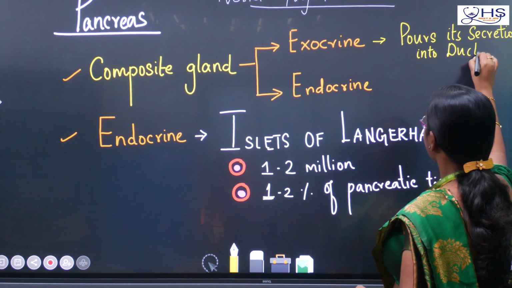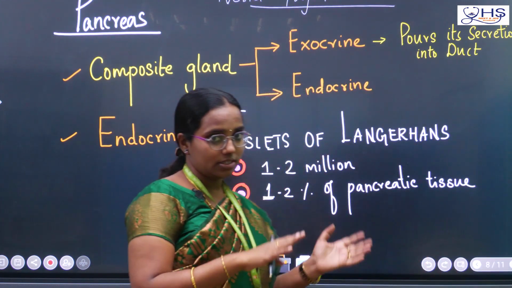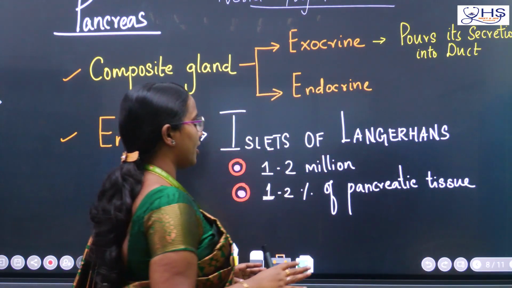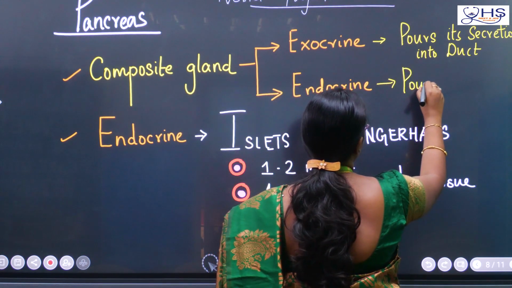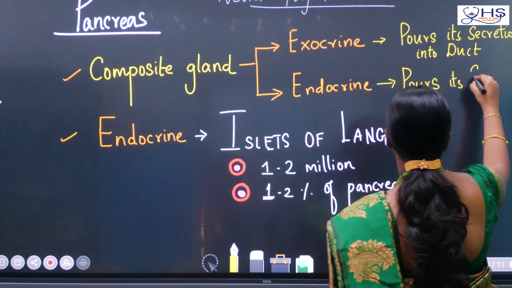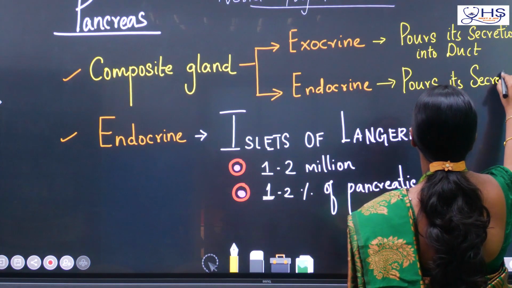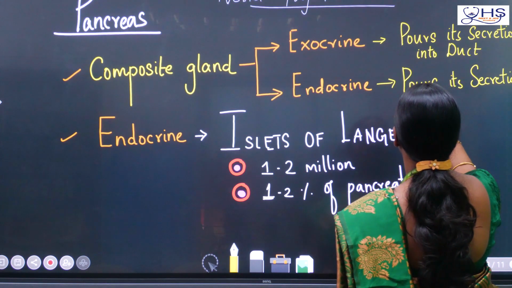So it mixes the secretions inside the duct. If it is mixing the secretions in a duct, it is called exocrine. Endocrine means it pours its secretions directly into blood.